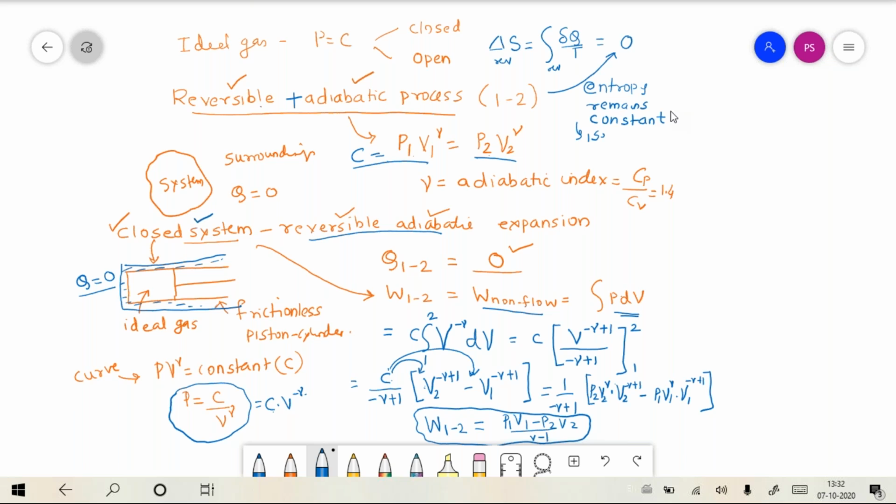Any answers? How can one represent the process on a temperature entropy diagram? Obviously, if it's a temperature entropy diagram, the reversible adiabatic process has to be a vertical line. Because then the entropy at the initial point and the entropy at the final point are the same.